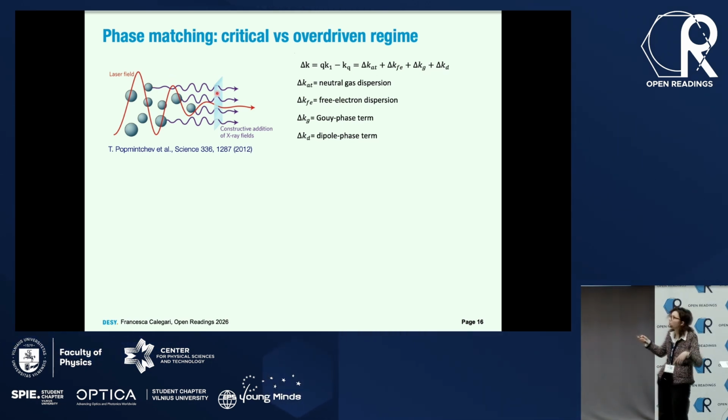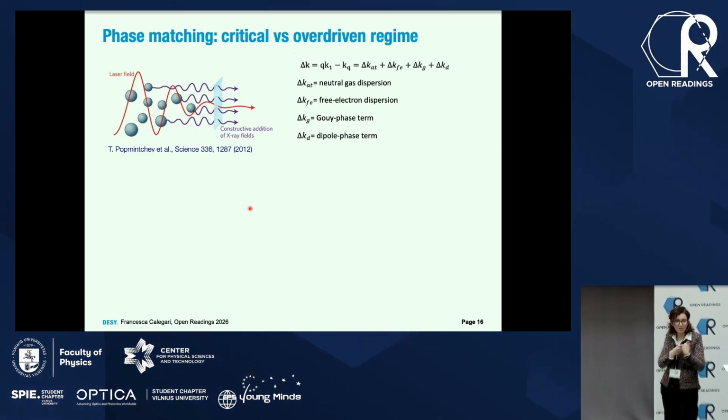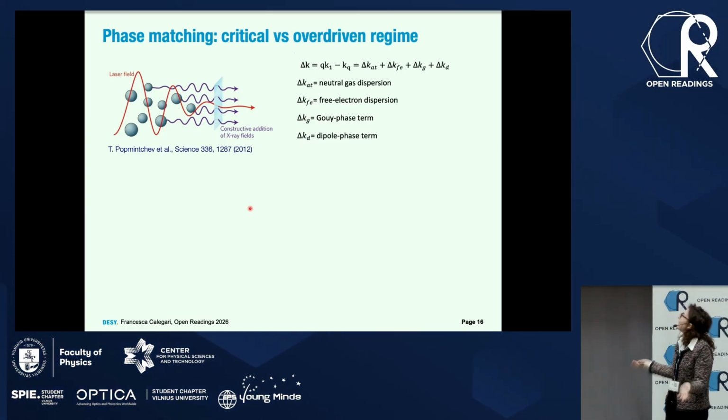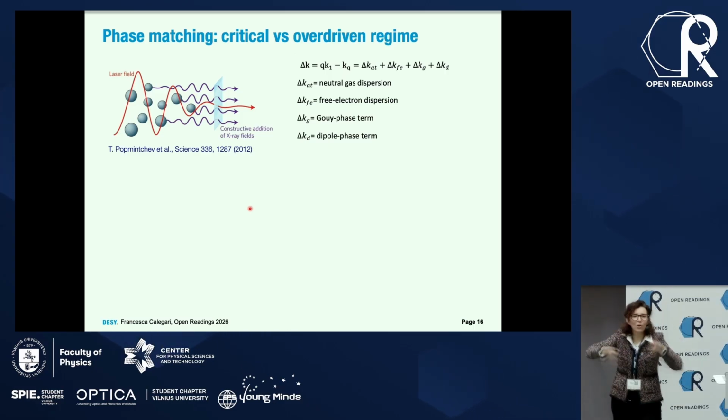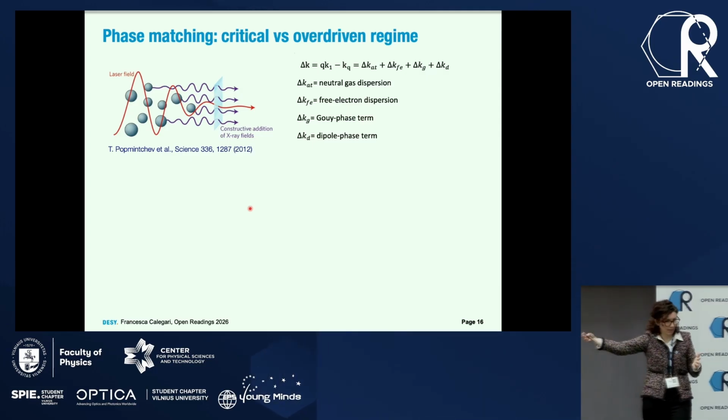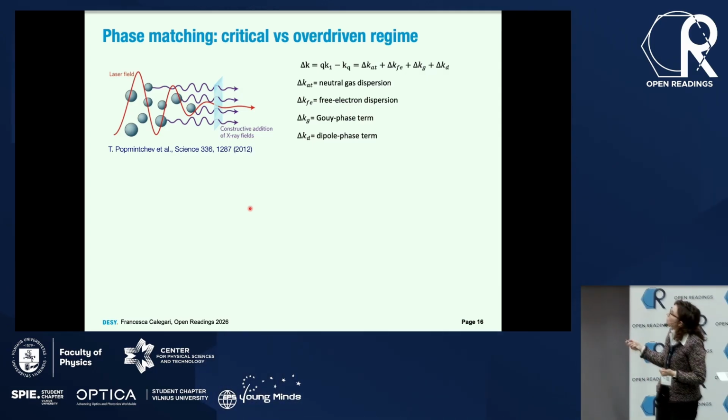This XUV field. And what you want is that these waves are actually adding up in phase, right? Because otherwise there would be a destructive interference, and you can even basically kill all your radiation. You want all the radiation to oscillate in phase and to add up coherently in order to get the maximum photon flux out of your source. And this is called phase matching.